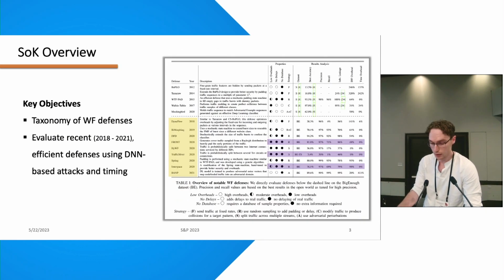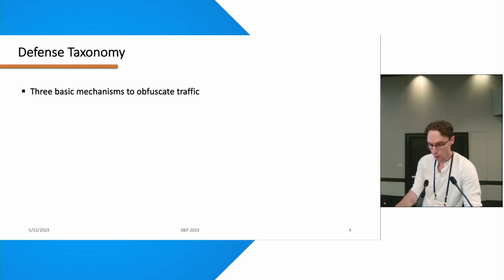And so this is the premise of our paper. We examined many of the notable defenses proposed at the time of this project, and we constructed a taxonomy of defenses to better understand their construction. We evaluate 9 of these recent defenses using a state-of-the-art deep learning classifier that uses timing and directional information. We will begin with reviewing our taxonomy of defenses.